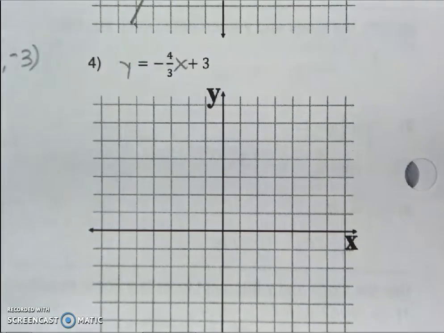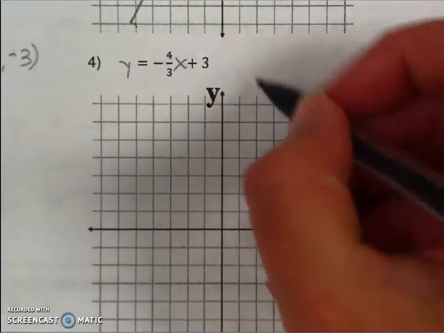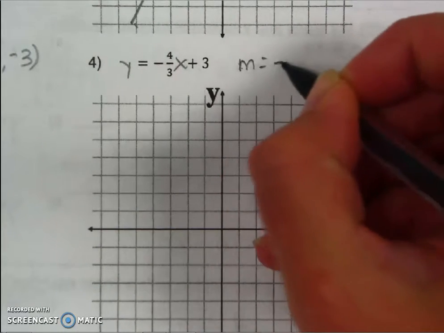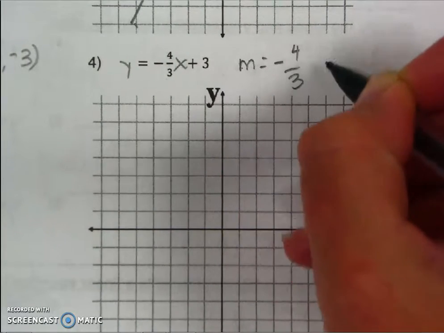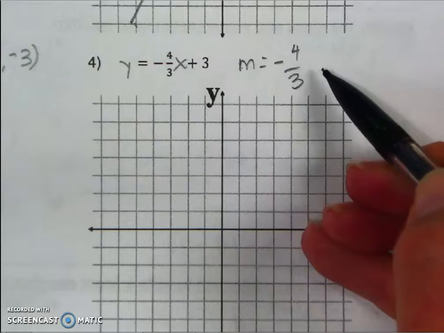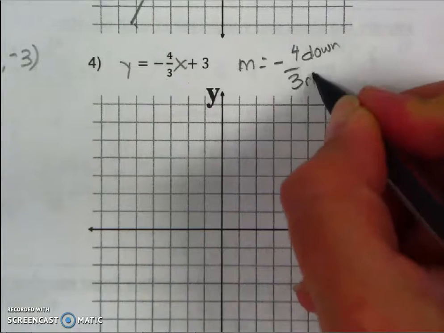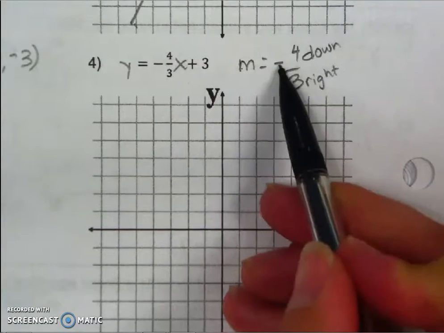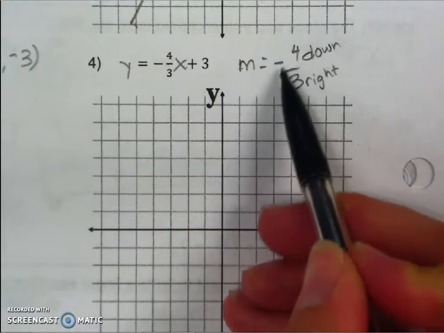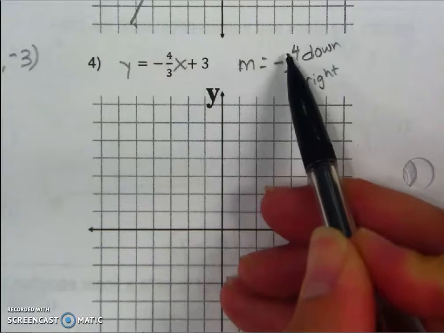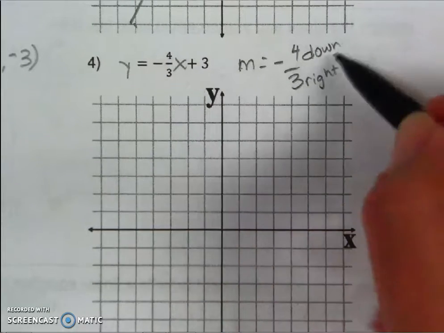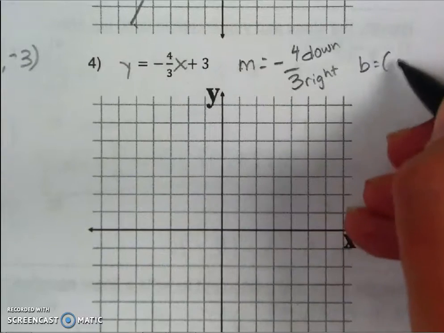Number 4, ooh, there's a -1. Y equals -4/3 x plus 3. So that means m is going to be -4/3. If it's negative, it's not going up, it's going to go down 4, but still to the right, because that negative symbol can only apply to one of those numbers. So I'm going to float it up to the top to be -4/3.